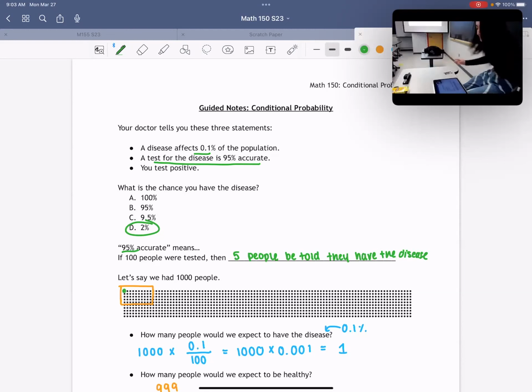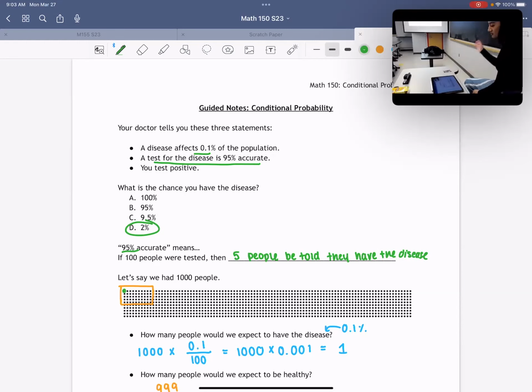Okay, so I started this new section. It was called conditional probability. We were talking about finding probability, but not just regular probabilities. Finding a probability knowing that something else is true. So for example, we did this example where we figured out, okay, what's the probability that I have a disease, knowing that I already tested positive for the disease?